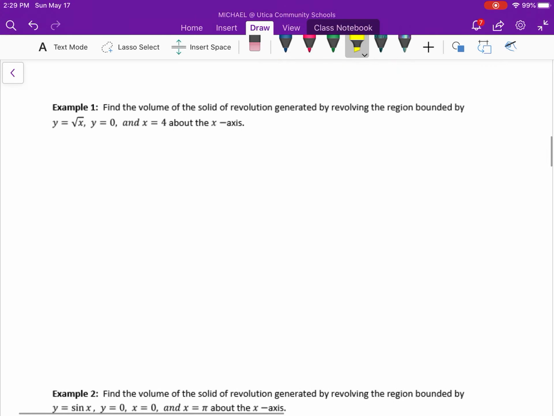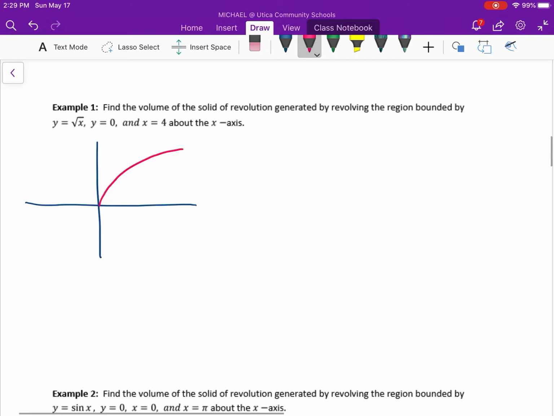All right, so let's take a look at an example. It says, find the volume of the solid of revolution generated by revolving the region bounded by those functions about the x-axis. Our first step is not going to be to write an integral. It is going to be to draw that graph and see what everything looks like.